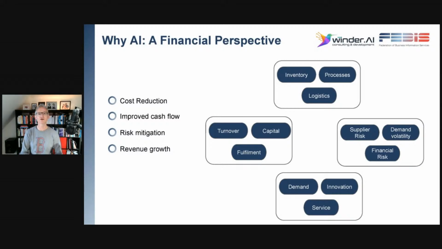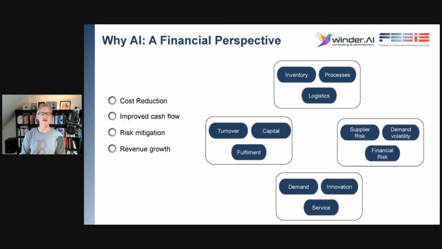And then finally, revenue growth. So this is the area where companies are focusing on building products and services in order to expand or take advantage of new opportunities. So, for example, if you are building or innovating in new products, you could be building AI products to fuel innovation.